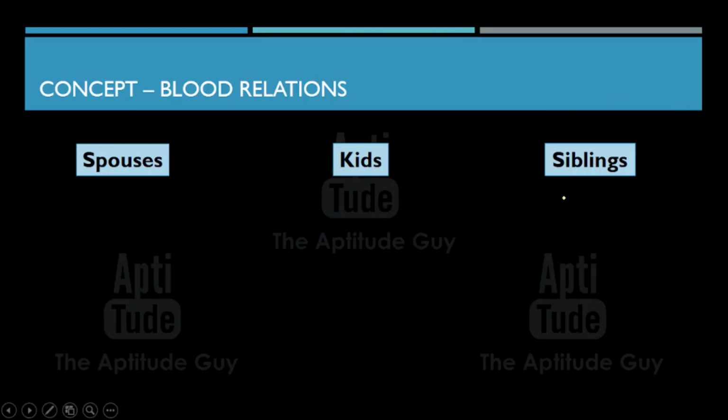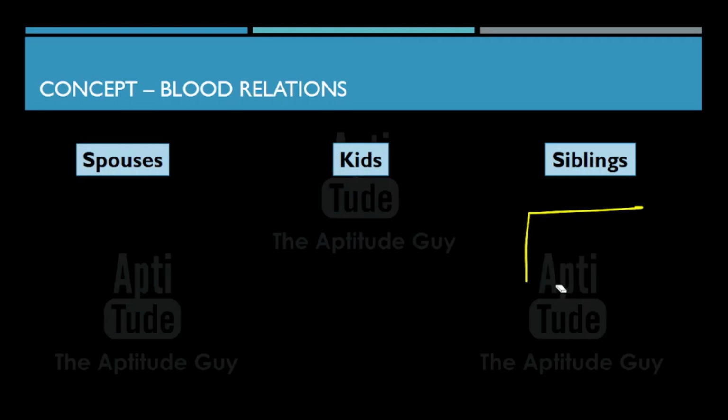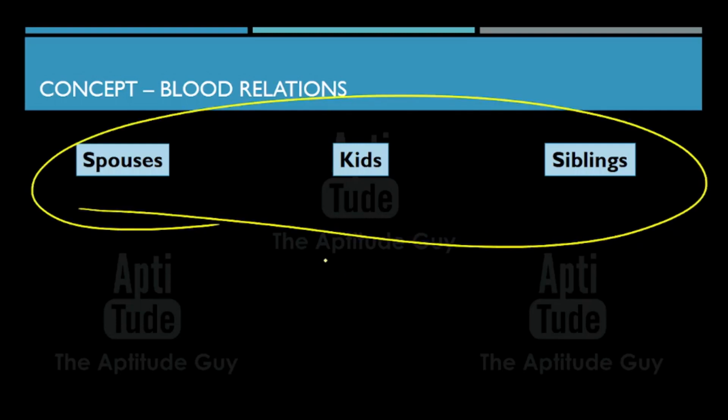Think about it. All your in laws will come on your spouse's side. And if at all you're talking about your nephews and nieces, they'll come from your kids' side. And if at all you're talking about uncles and aunts, they will be coming from your parents' siblings' side. And if at all you're talking about your grandparents, they are your parents' parents. That is how it is. Every other relationship can be derived from these three relationships.